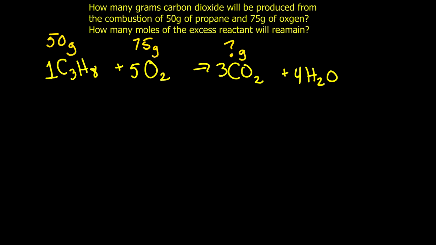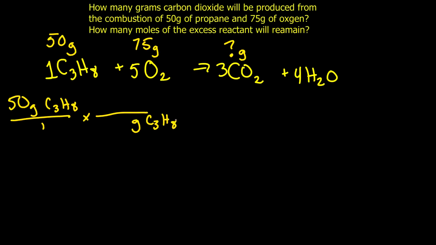So let's deal with this first question to begin with. How many grams of carbon dioxide will be produced? In order to figure that out, we got to figure out what's the limiting reactant. In order to do that, we need to know how many moles do we have of each, because we can't compare masses. Do a quick mole conversion for each of them. I got 50 grams of propane, and I need to know how many moles is that. So let's just do a simple mole conversion. Grams are now going to be on bottom, since grams were on top, and I'm going to change it to moles. So 1 mole of propane is how many grams?